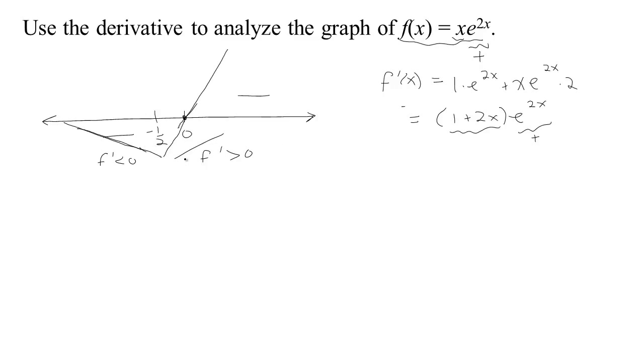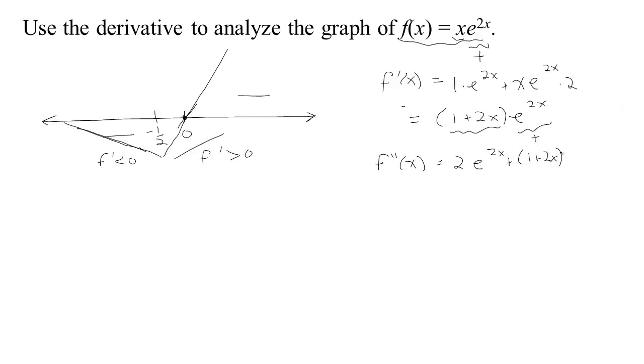If we want to put a little bit of curvature on this, or a little concavity is the better word, on this function, then what we can do is look at the second derivative. To get the second derivative, we need to take the derivative of the first derivative. And this is a product of two functions we know to differentiate. So we take the derivative of the first, which is 2, times the second, plus the first, which is 1 plus 2x, times the derivative of the second.